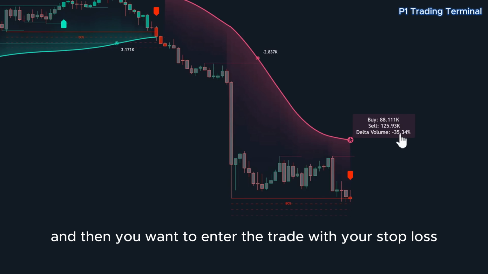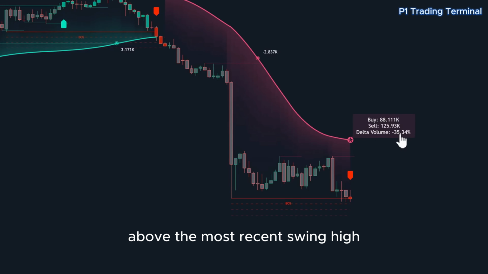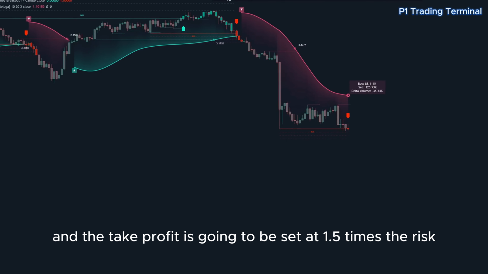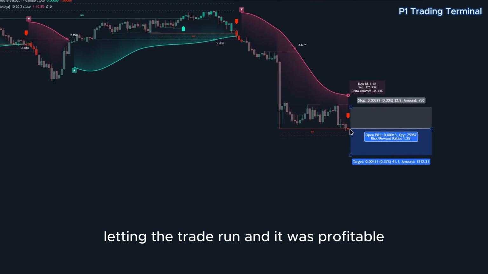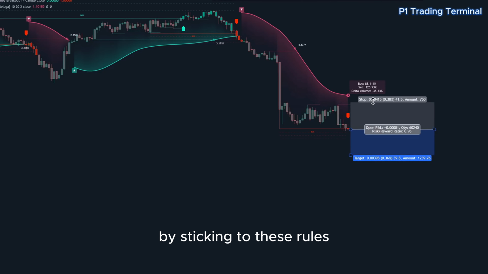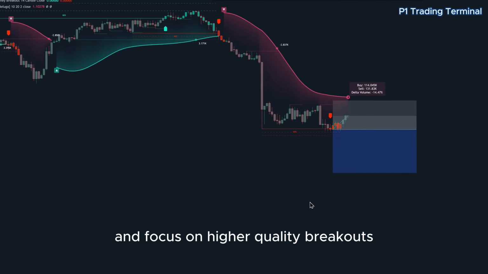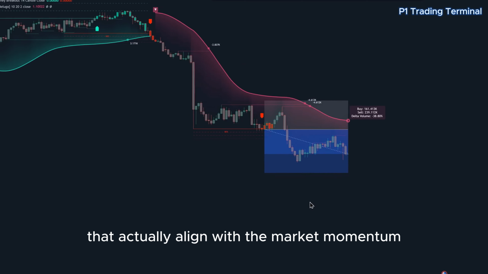And then you want to enter the trade with your stop loss above the most recent swing high. And the take profit is going to be set at 1.5 times the risk, letting the trade run, and it was profitable. By sticking to these rules, you can filter out weaker signals and focus on higher quality breakouts that actually align with the market momentum.